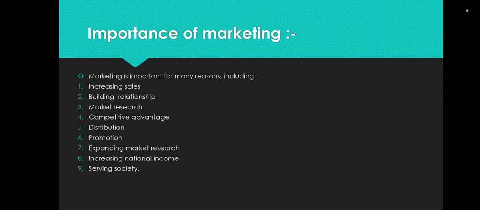Distribution allows producers to make goods available where they are needed. Promotion. Promotion helps make product or service known to customers. Expanding market research. Marketing also helps a business gain more revenue by extending beyond its usual customers. Marketing also helps to increase national income. Marketing can increase the national income by increasing production and sales and by improving people's earning capacity.